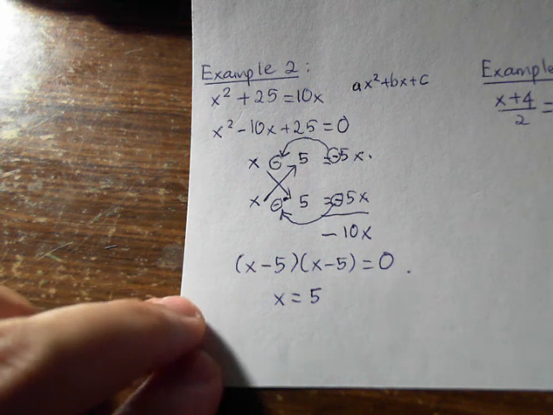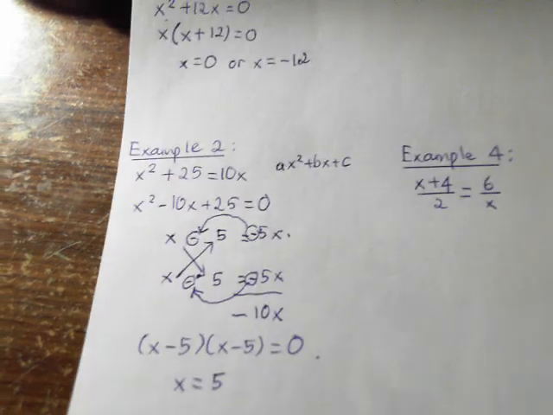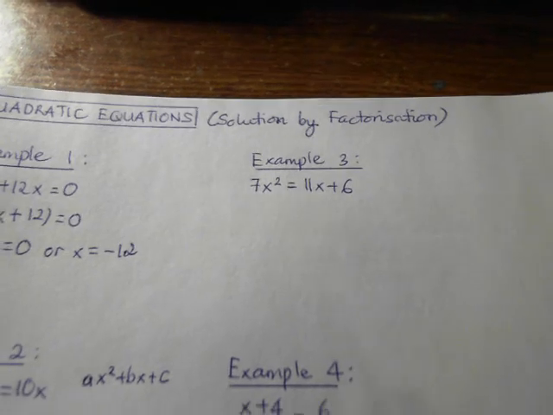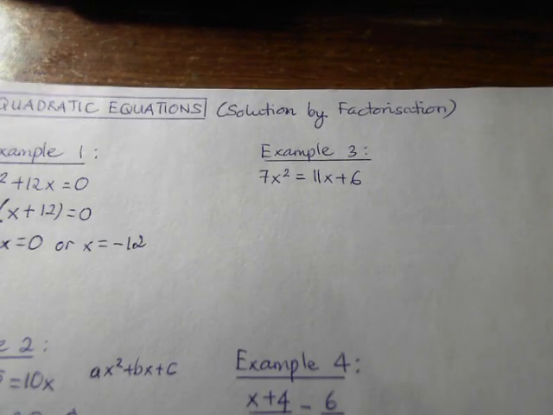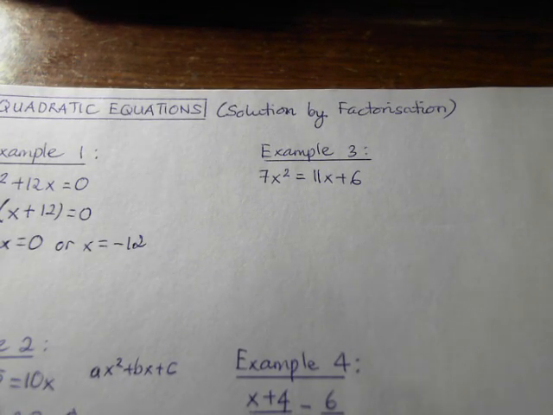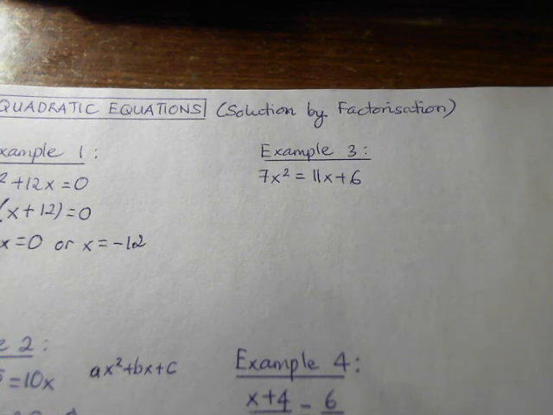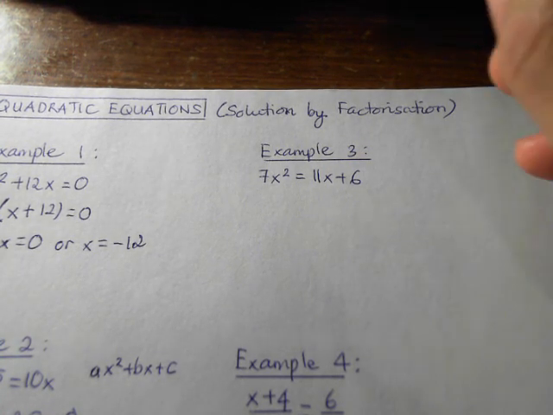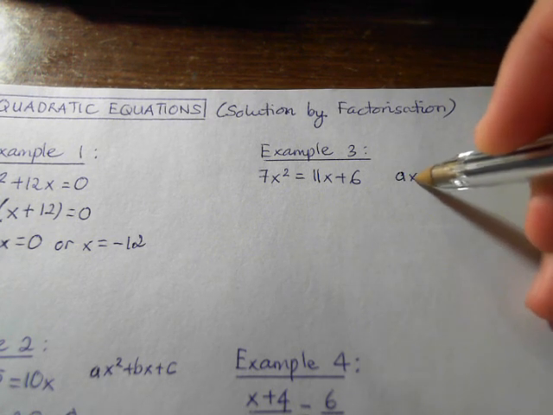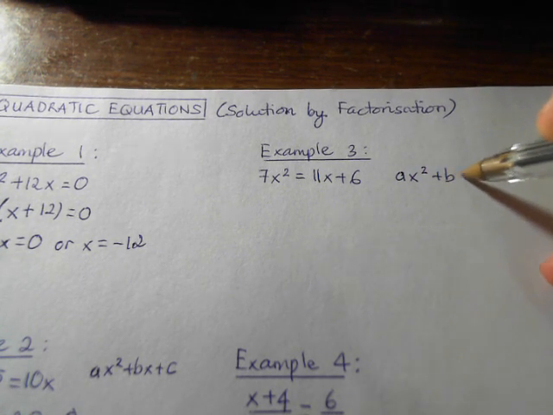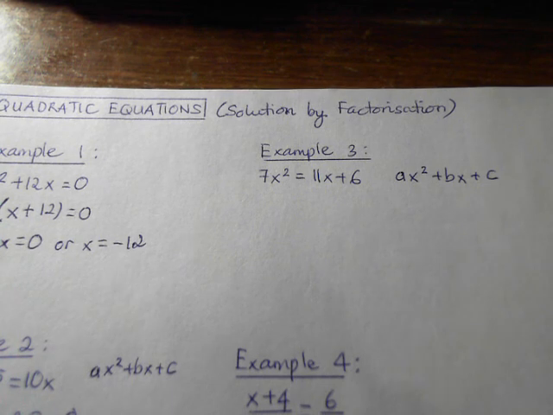Let's move on to example number 3: 7x squared equals 11x plus 6. Again, this is the same form that we have seen in example 2, but looking at this, we can expect not to have a perfect square in this case, and we have to make sure that it's in the form of ax squared plus bx plus c.